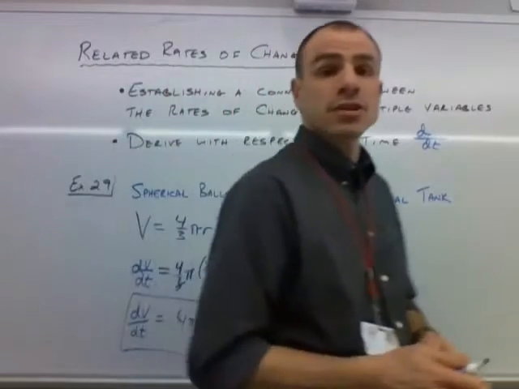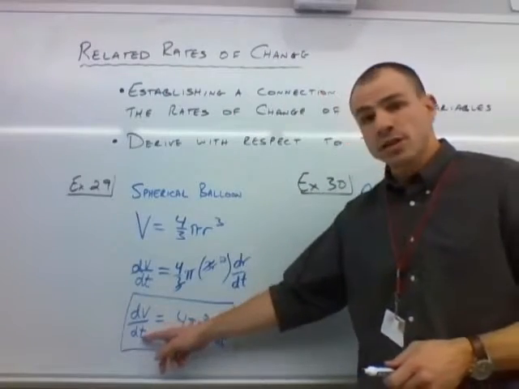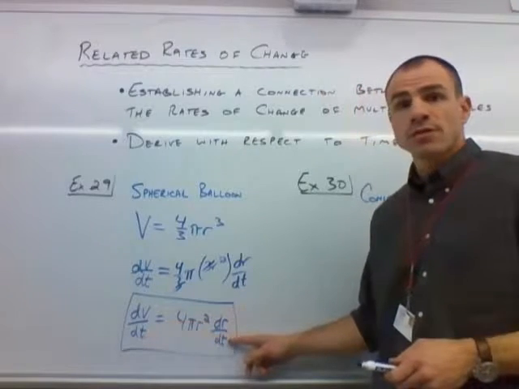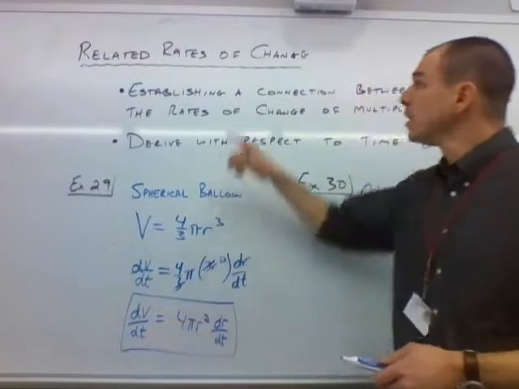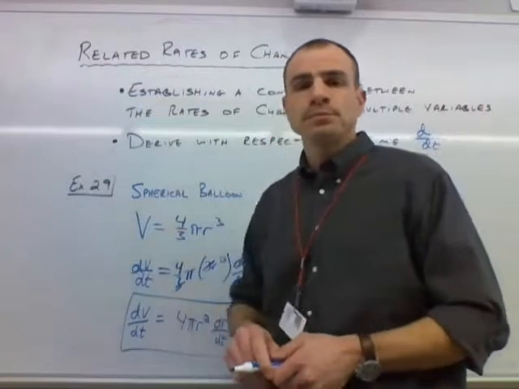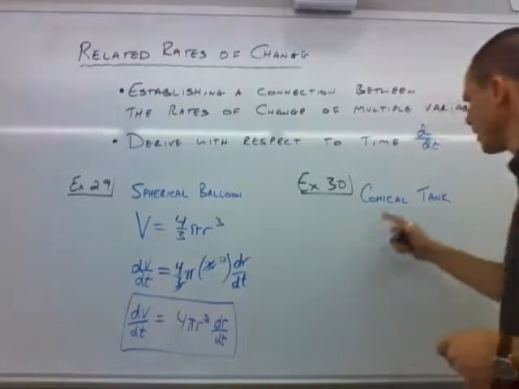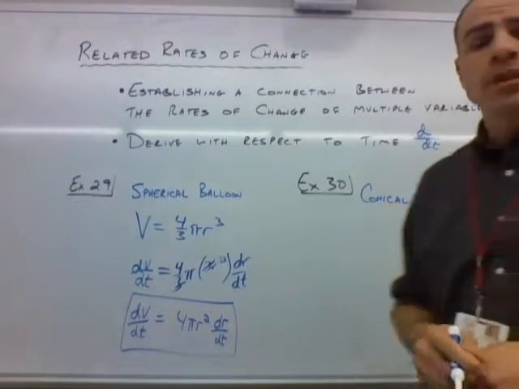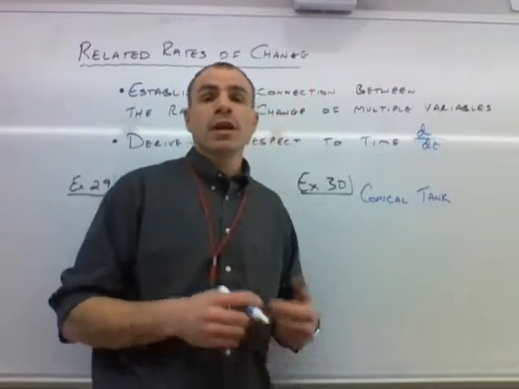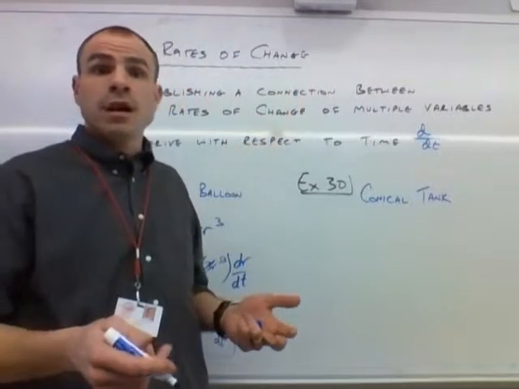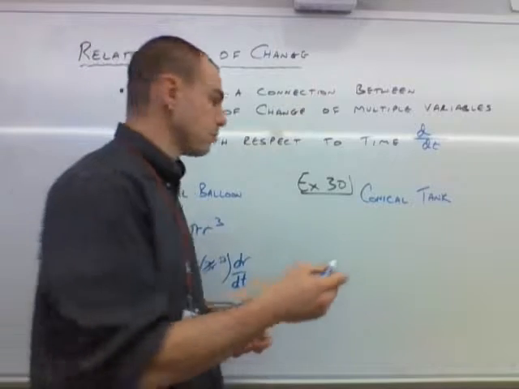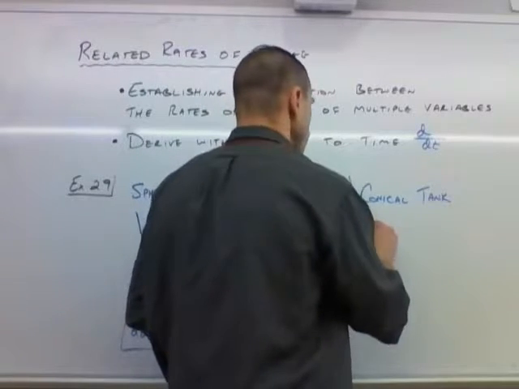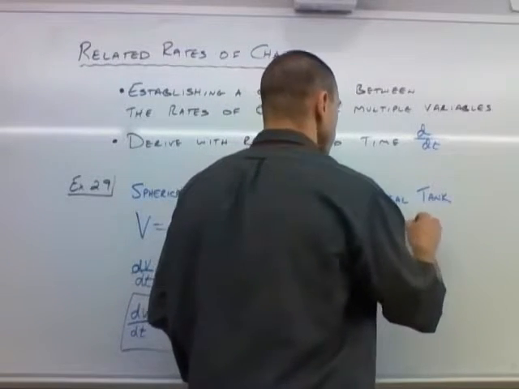Okay, there's a connection now between the rate that the volume is changing and the rate that the radius is changing. There's a relationship between those, hence related rates. So if we try another one real quick, the conical tank in example 30. A tank's being filled. It's shaped as a cone, so we need the volume of a cone. So volume is equal to 1/3 pi r squared h.